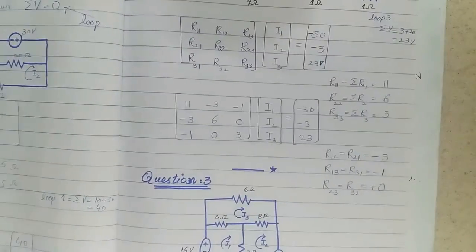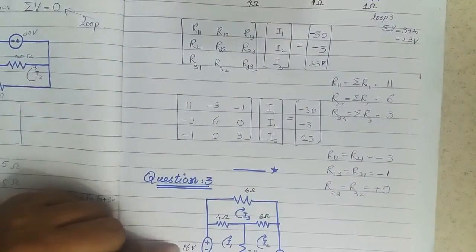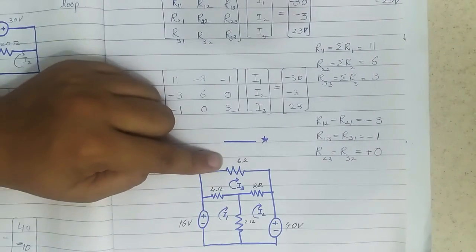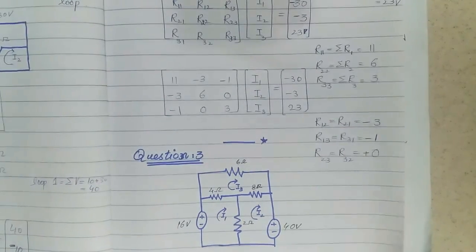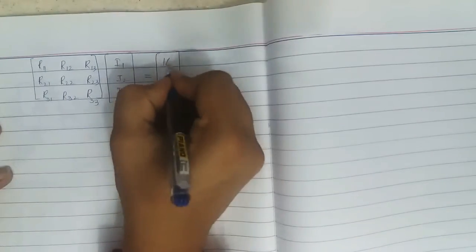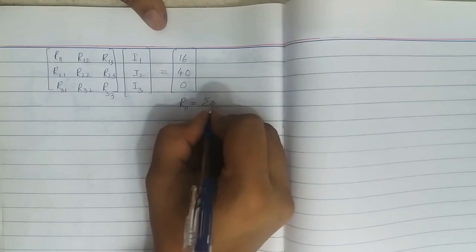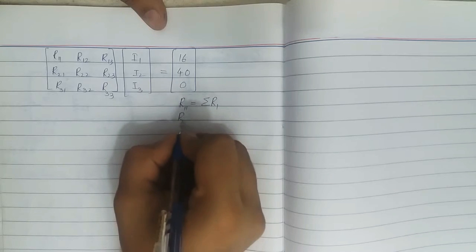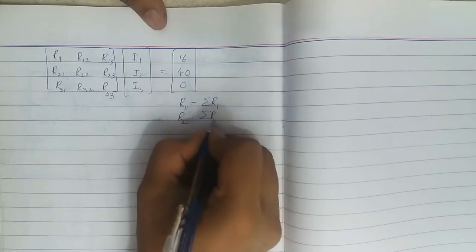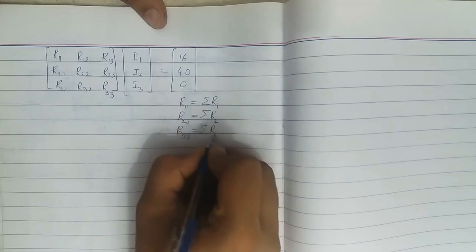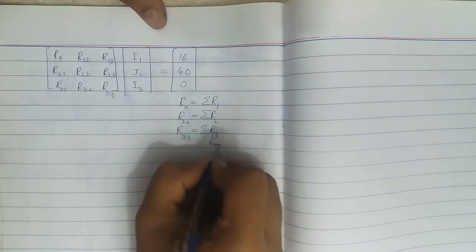Firstly, what is the sum of voltage in the first? In the first, voltage is 16. In the second, voltage is 40. In the third there is no battery attached, so voltage is 0. So we will write it 16, 40 and 0. Now we are going to firstly find the diagonal elements. The first diagonal is the sum of all resistance in the first loop, the second diagonal is the sum of all resistance in the second, and then the sum of all resistance in the third loop. These are the loops.